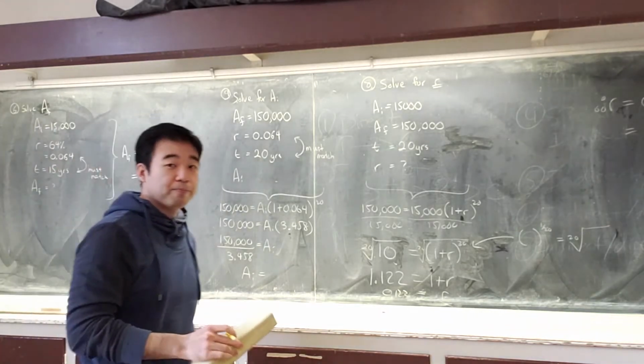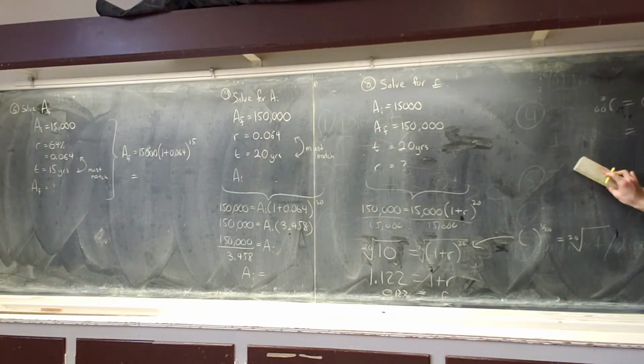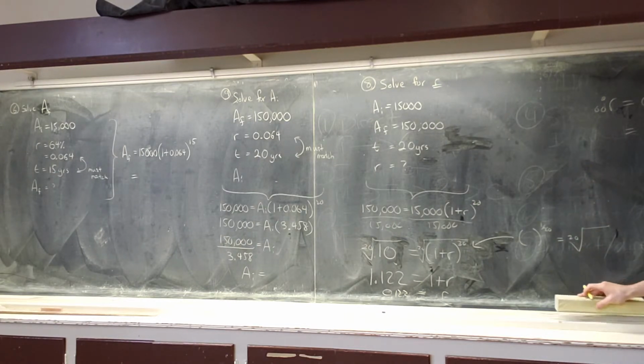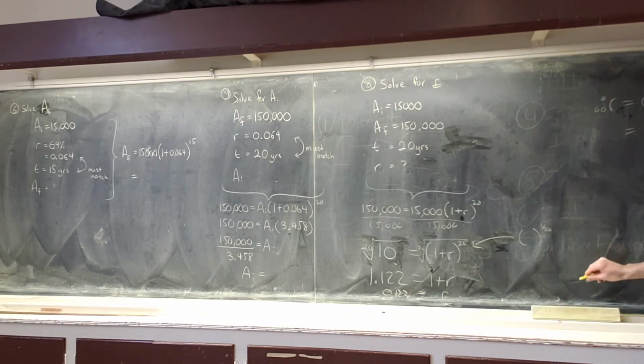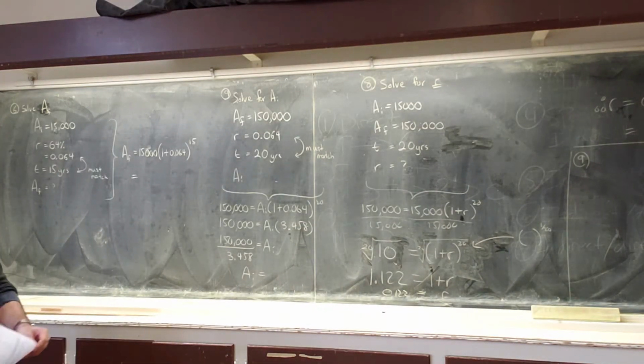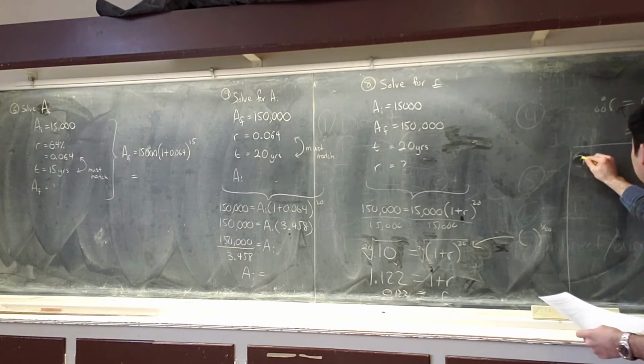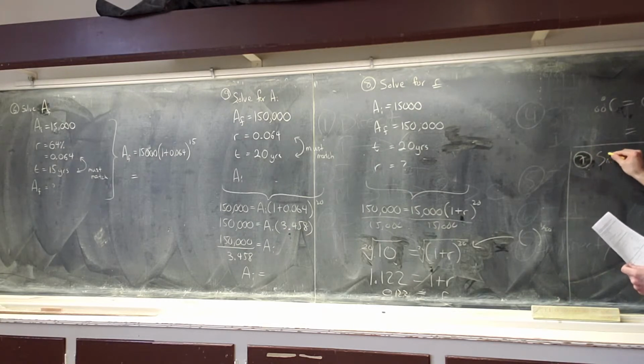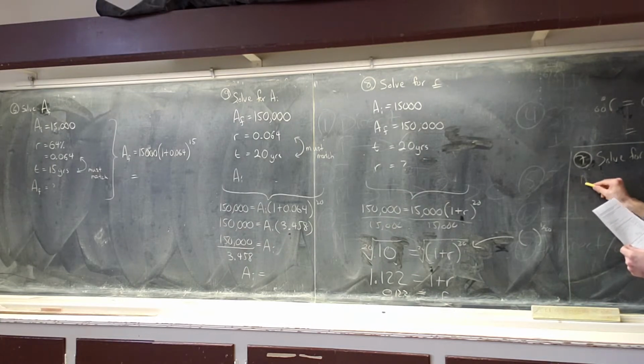Should I just continue on from here? Continue on. I'm going to just erase this portion. Last one, number 7. So you can say, solve for t this time, the exponent itself. I have an investment of 15,000. I have an interest rate of 0.064 or 6.4%. I have my final amount turning into $150,000.